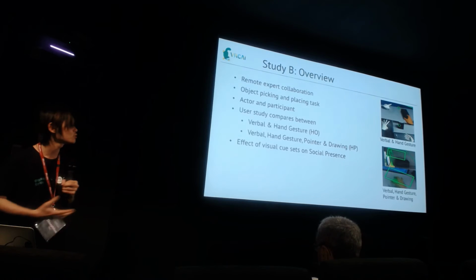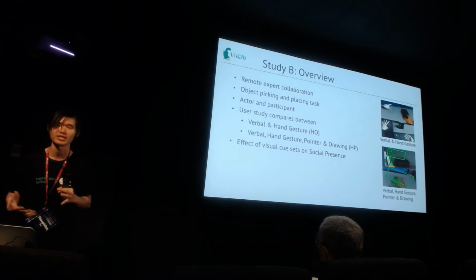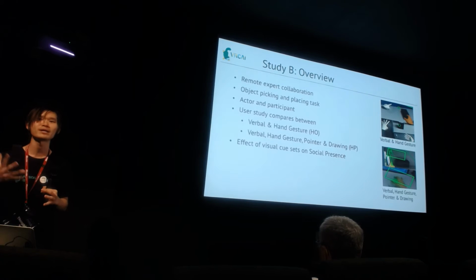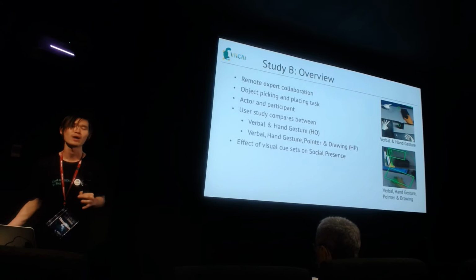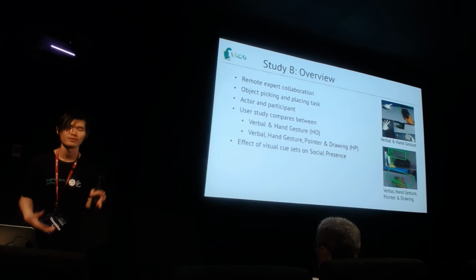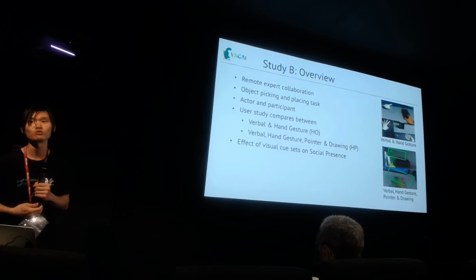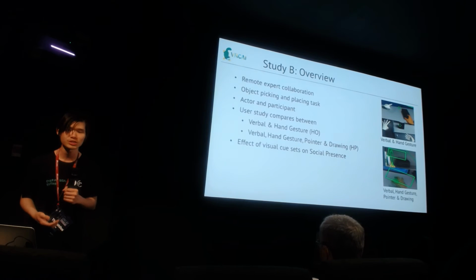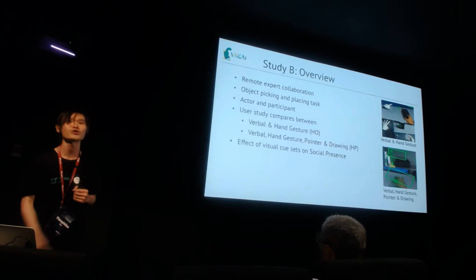But this time we also did something a little bit different. Instead of recruiting participants in pairs, we recruited an actor and a participant, meaning one participant at a time, and one of us will be the actor, playing the opposite role. Once they try that role, they will swap to the other role to perform the different tasks. So for the user study, we only compare two conditions: verbal and hand gestures, against verbal and hand gestures with the other, which is a pointer, and another new thing, drawing.